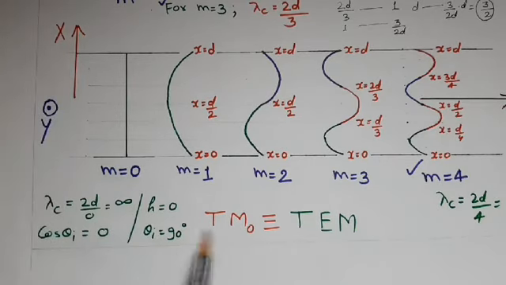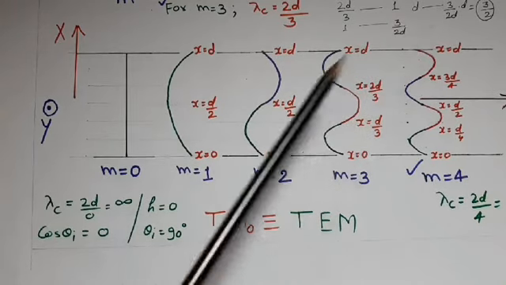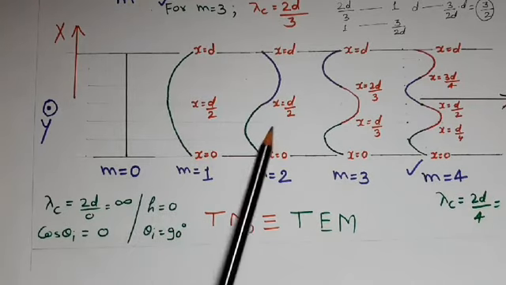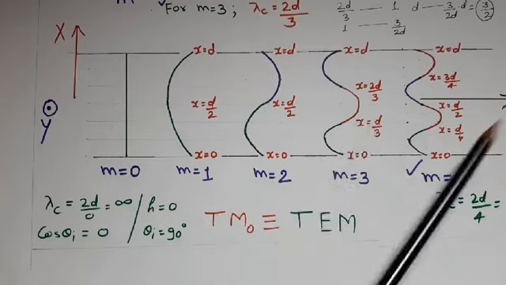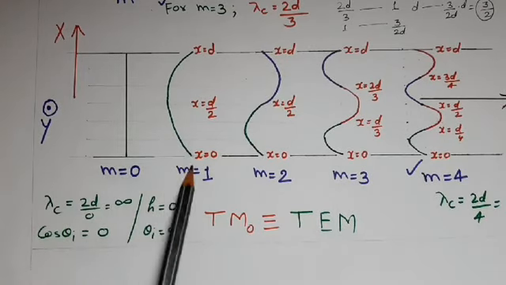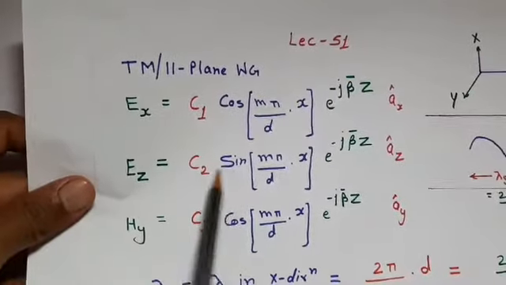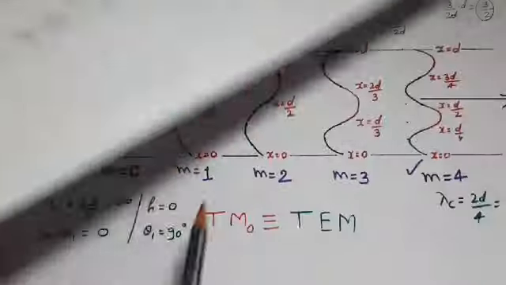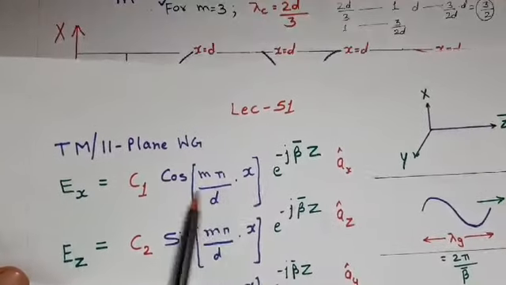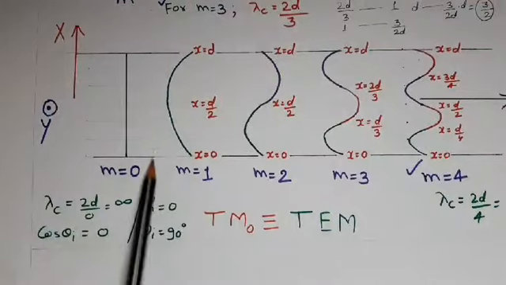But this is a very useful definition: the number of maxima in between the planes indicates the mode of propagation. For one maximum, the mode is 1, for two maxima, the mode is 2 and so on. We should also take care that the number of maxima concept is applicable if the field variation is a sine function. Sine function means the field is 0 on the boundaries, that is, on the planes. If the variation is a cosine function, then the field will be maximum on the planes.